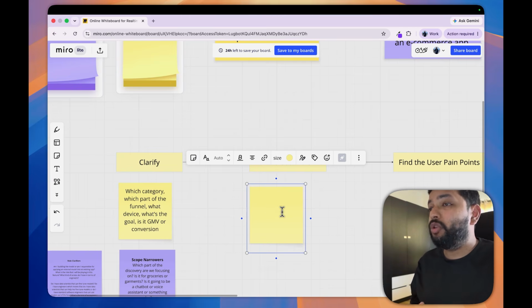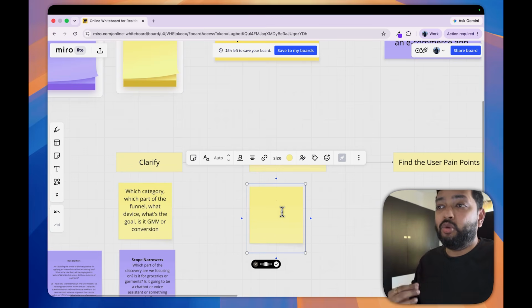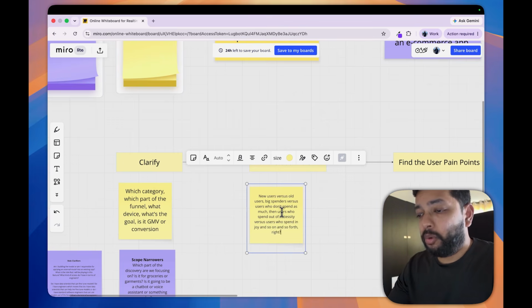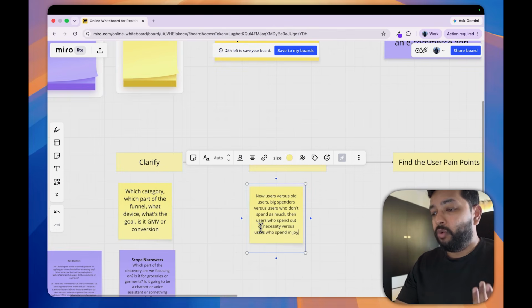So what you could do is you could segment your users via new users versus old users, big spenders versus users who don't spend as much, then users who spend out of necessity versus users who spend in joy, and so on and so forth, right? I'm just going to put all of these here so that you have versions here.